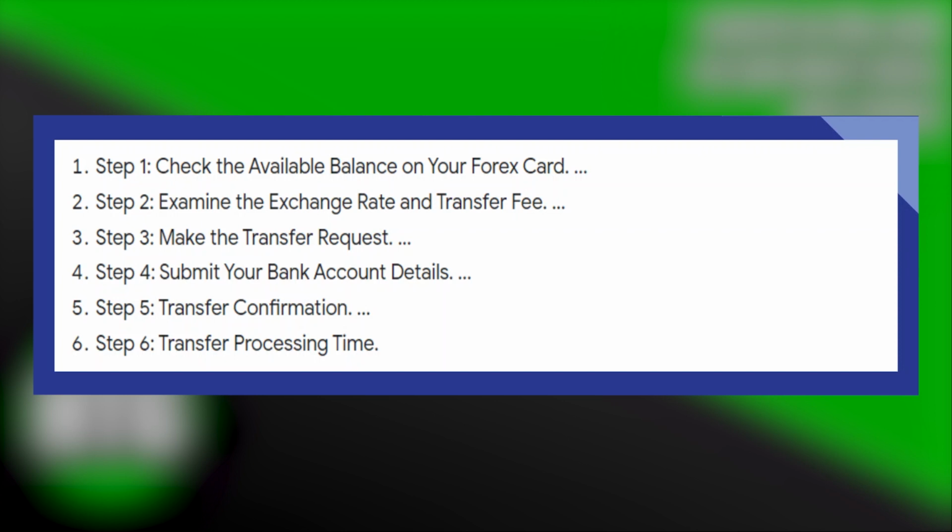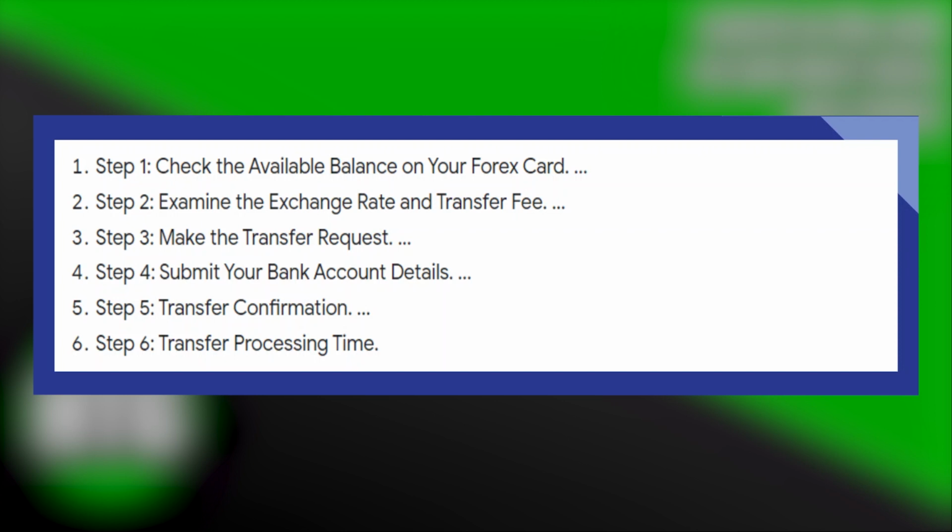After that, make the transfer request. Next, submit your bank account details. Now, you need to do the transfer confirmation. Lastly, monitor transfer processing time.